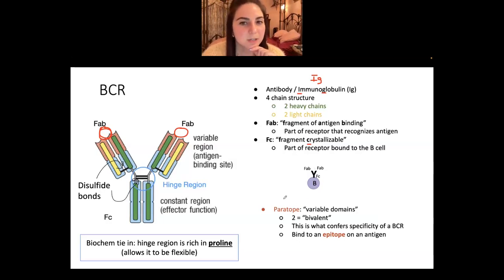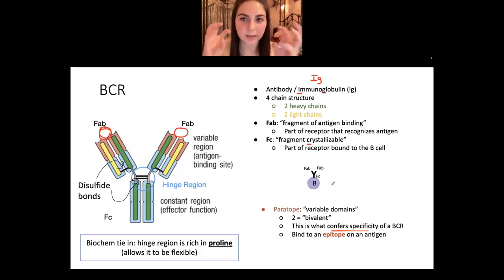And then I think yesterday I mentioned the epitope and paratope terminology. The paratope is going to be on the FAB. So it's the part of the FAB, the part of the receptor, that's going to recognize the epitope. It's the exact portion on the FAB that recognizes the epitope. So they say the paratope, or this FAB domain, is what's conferring specificity of the B cell receptor. The FC portion doesn't change based on the antigen that it's binding.